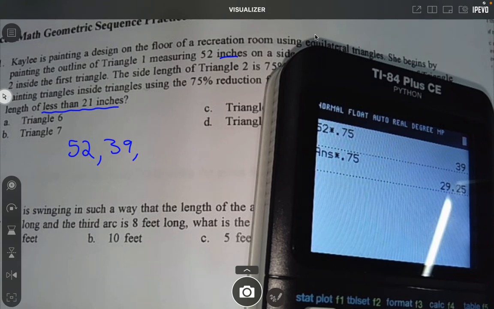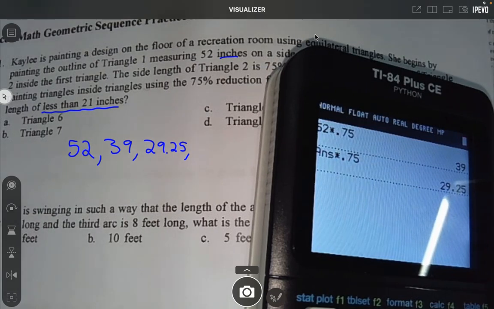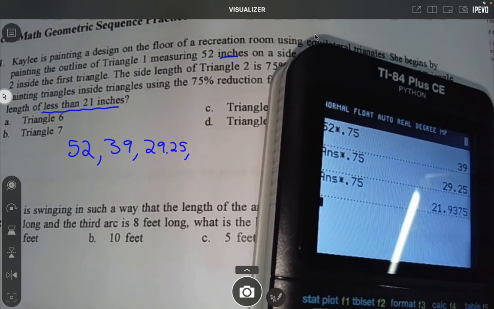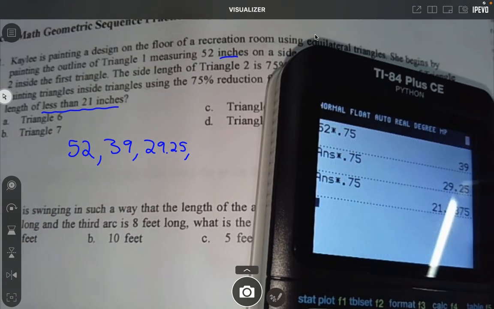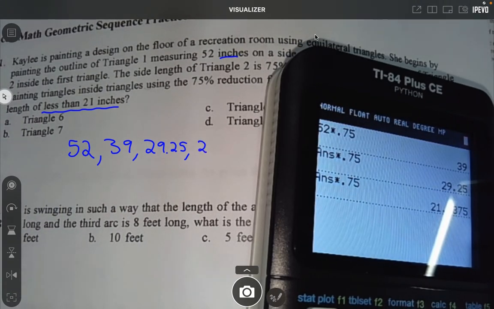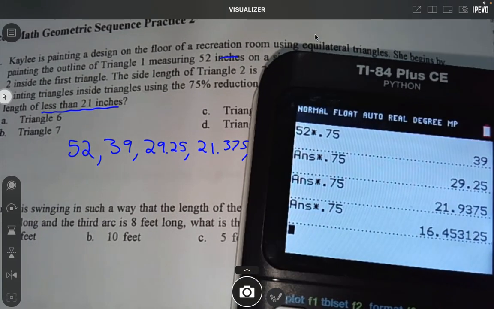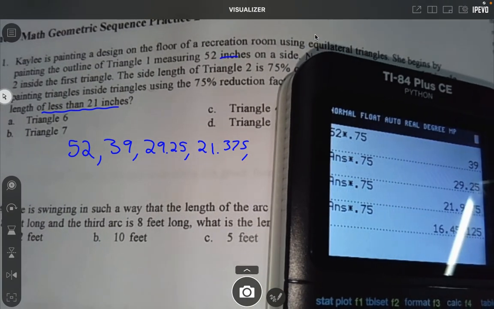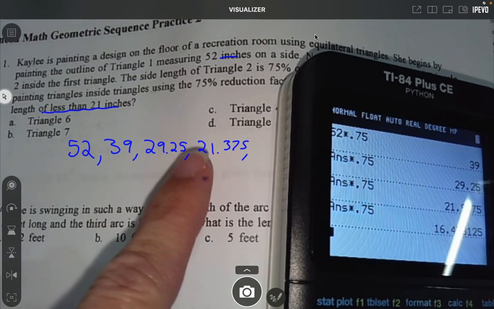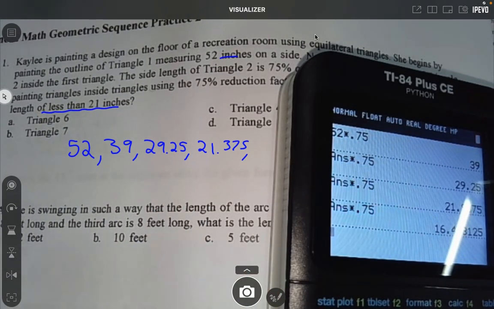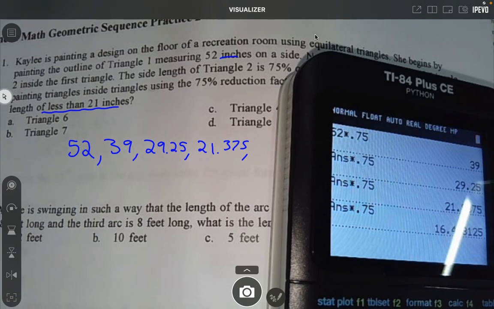And I'm at 29.25. Okay, let's keep going. I'm not there. Multiply by 0.75 again. And I'm still not under 21, am I? I don't know what that says, 375 maybe? If I multiply by 0.75 one more time, that one went under 21. What term is that? That's the first, second, third, fourth, the fifth term. Does everybody get that one? That's all you were doing.